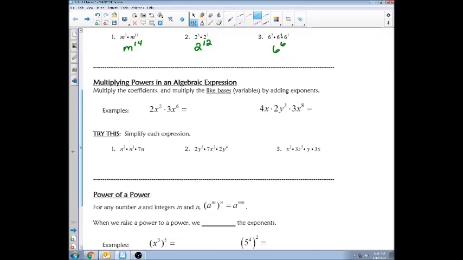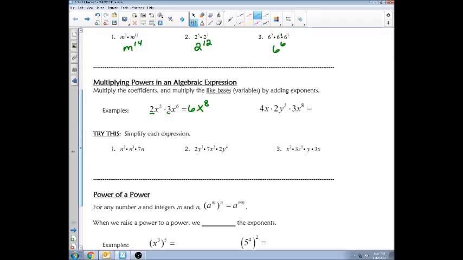Multiplying powers in an algebraic expression: multiply the coefficients and multiply the like bases or the variables by adding exponents. So we're going to do the same thing that we did up top as far as how our exponents are treated, but now we're going to go ahead and multiply those coefficients. So I'm going to multiply 2 times 3, that will get me 6. Then I have x squared times x to the 6th. Remember, if they have like bases, then I'm going to add the exponents. So that would be x, 2 plus 6 is 8. So it would be 6 times x to the 8th.